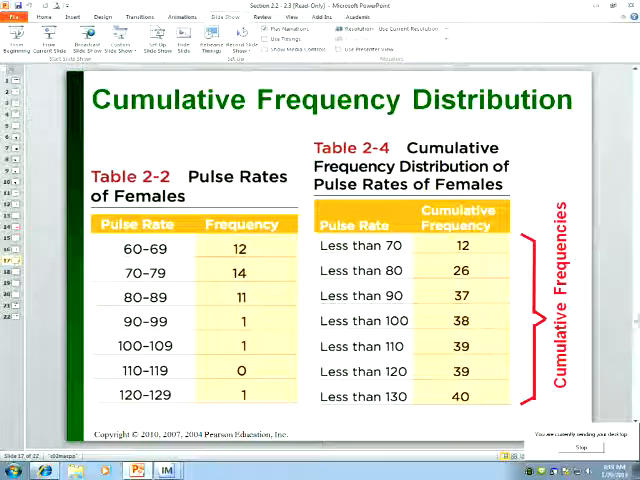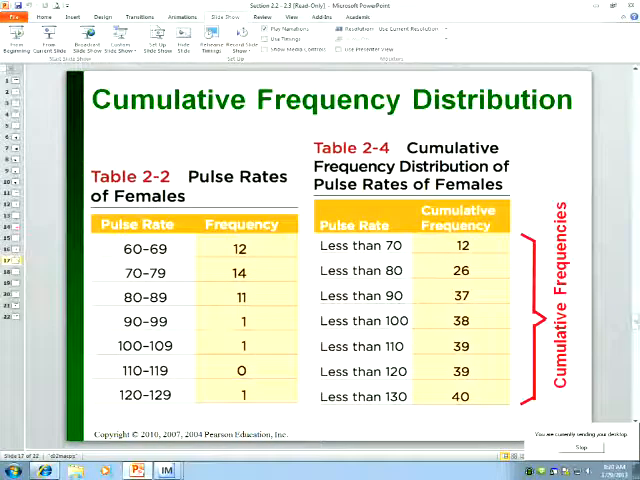Rather than just telling me how many people had pulse rates between 60 and 69, how many people had pulse rates between 70 and 79, I want to know how many people have pulse rates less than 70. How many people have pulse rates less than 80, less than 90, all the way up to everybody had a pulse rate less than 130?